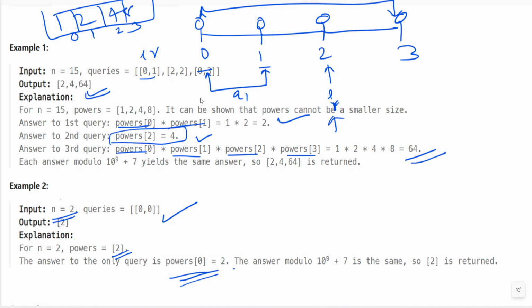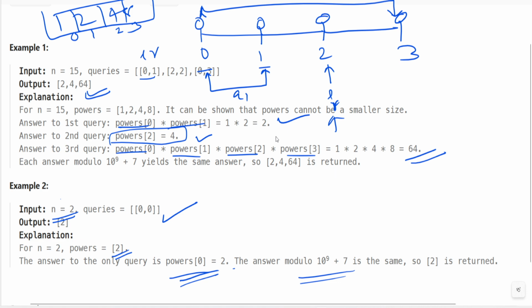I hope you understand the problem, right? So we have been given n, and we have to generate the power array. Then we will get the queries, with left and right, and for each query we will multiply all the numbers in that range. And one more thing, since we have to take the result in modulo, we have to take the modulo also.